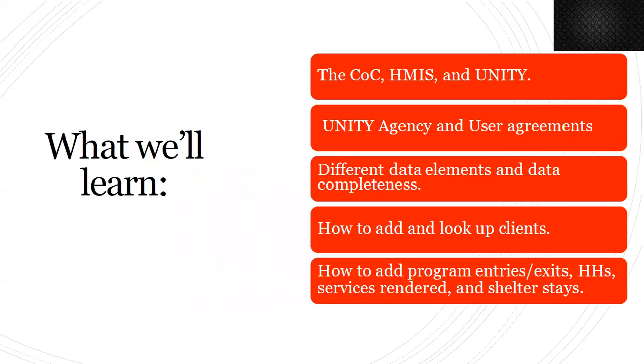Here's what we will learn. We will learn about the COC, HMIS, and Unity, Unity agency and user agreements, different data elements and data completeness, how to add and look up a client, how to add program entries and exits, HHS's services rendered, and shelter stays. Now, to break that down, I'm going to cover each one of these sections in different unique videos.